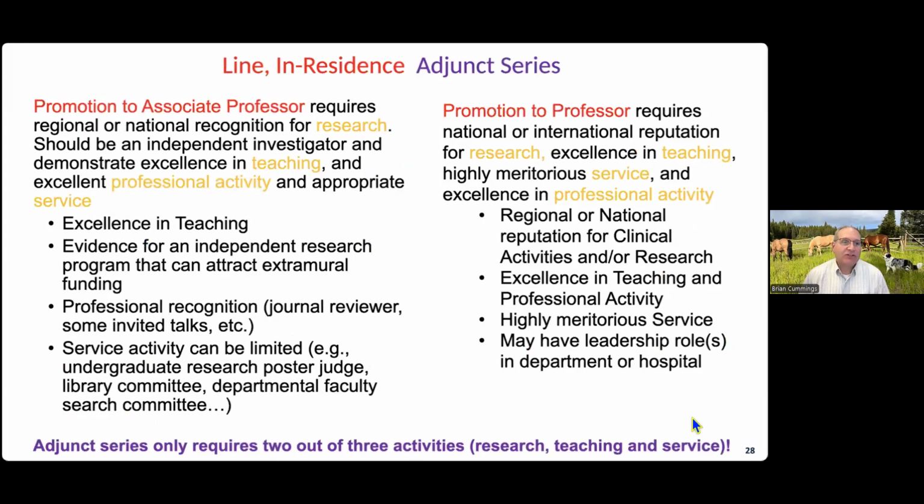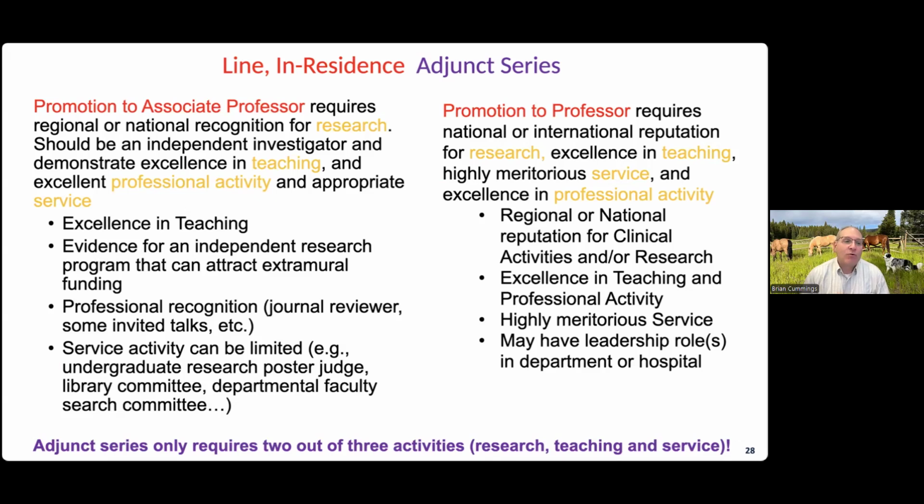So, as a summary slide here, if you're in the in-residence, or adjunct series, your promotion to associate professor requires research, teaching, professional activity, and service. If you're adjunct, you only require 2 of the 3 activities. So research and teaching, or teaching and service. You don't have to do all 3.